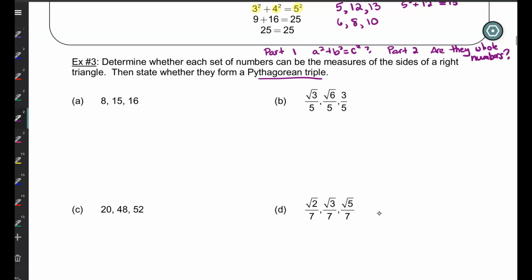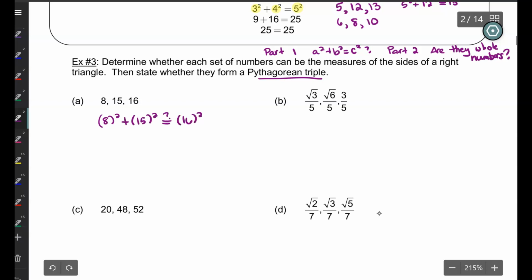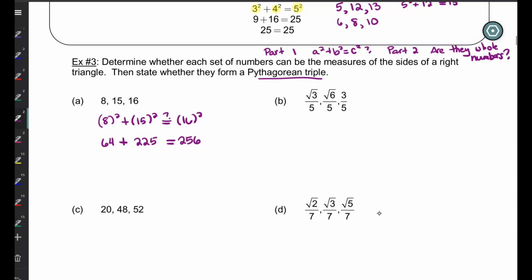Okay, so 8, 15, and 16. So we want to see, is 8 squared plus 15 squared equal to 16 squared? Again, have your calculators handy so you're not writing it all down. Just type it in, 15 squared. That's going to be 225. And then 16 squared is going to be 256. Now, just looking at this, 64 plus 225 is way bigger than 256. So I know that these are not equal. So not a right triangle.